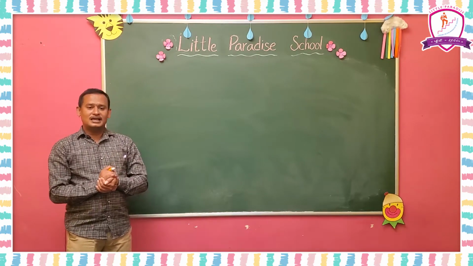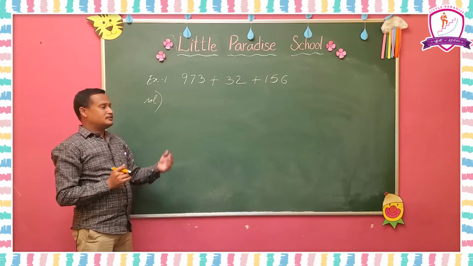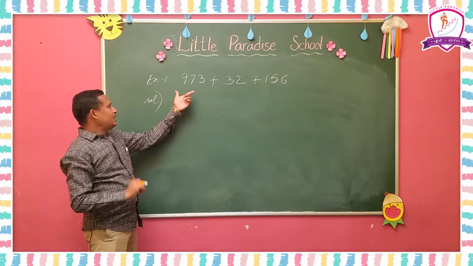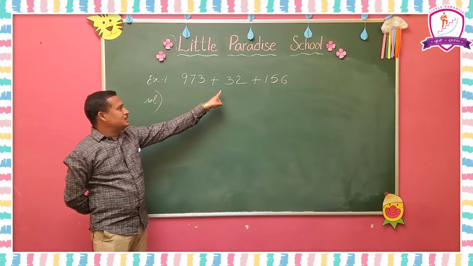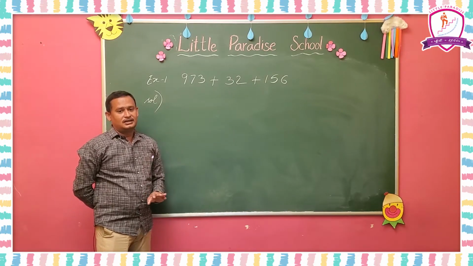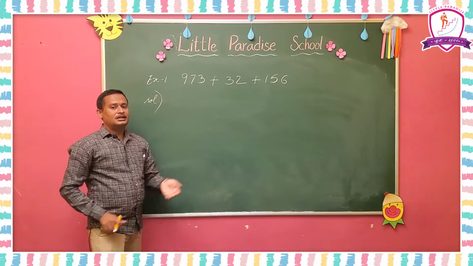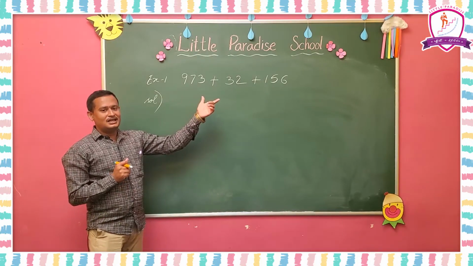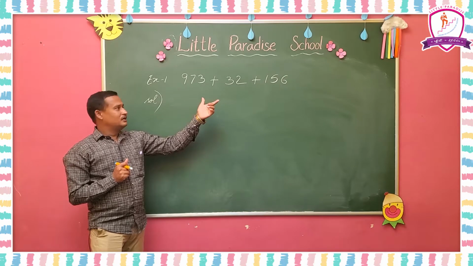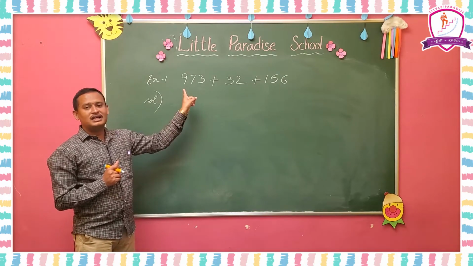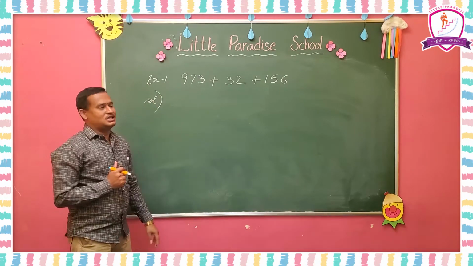I am going to take an example here and explain it. We have to add 973 plus 32 plus 156. We have to round off each and every number to its largest place. In the question, no place is mentioned to which you have to round off, so we round off each number to its largest place value.